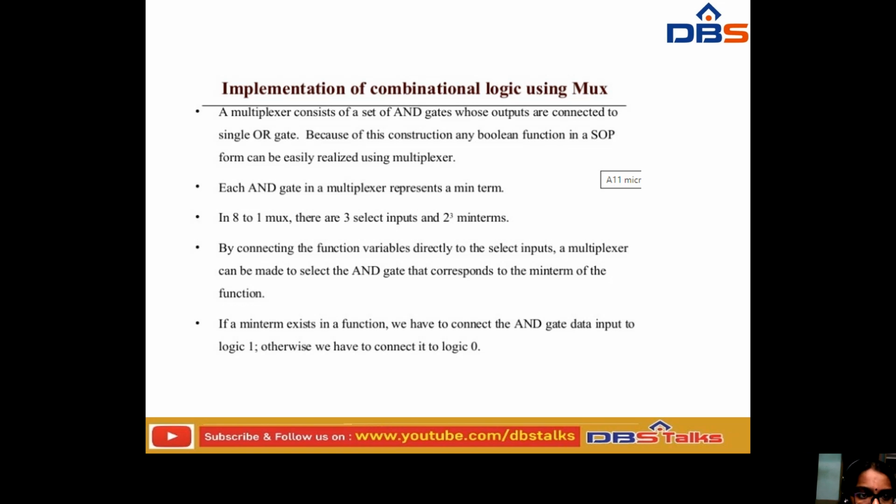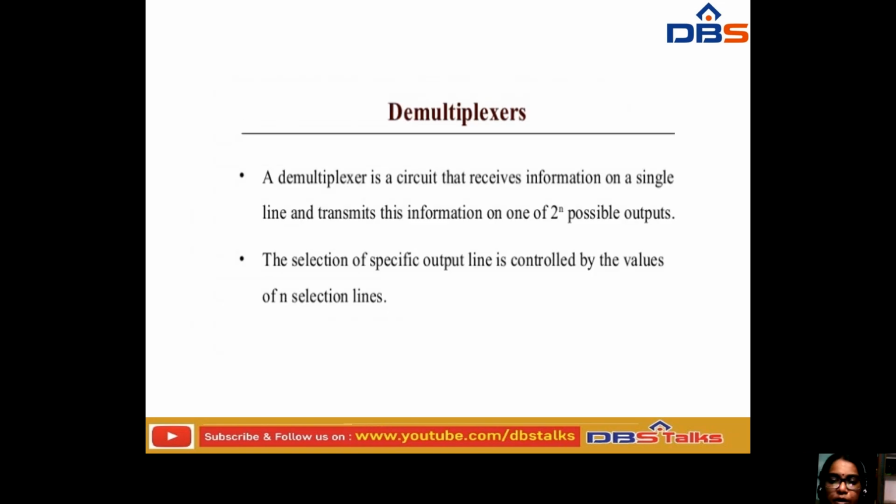So now let us see about the demultiplexer. Here the demultiplexer is the circuit which receives the information on a single line, and it transmits this information on 1 to 2^n possible outputs. The multiplexer performs the operation, and the demultiplexer performs the inverse operation of the multiplexer.